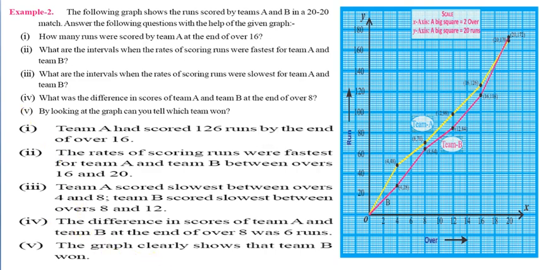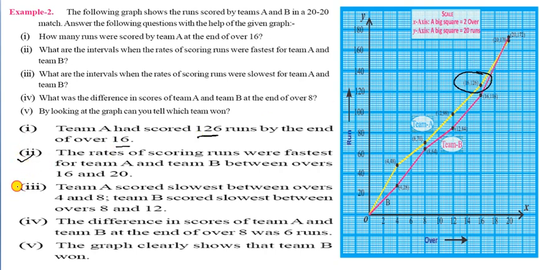So for the first question's answer, you have to see team A had scored 126 runs by the end of the 16th over. You can check here, this one is the answer. Let us see the second question. What are the intervals when the rate of scoring runs was fastest for team A and team B? Where is it fastest? You can see the answer here. The rate of scoring runs was fastest for team A and B between overs 16 to 20. You can see here 16 to 20, so it is very fast. The slope is very high. So that is your answer.